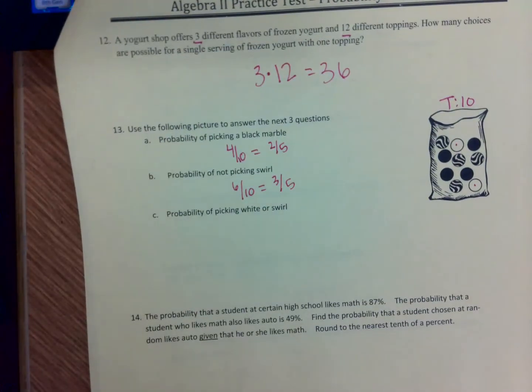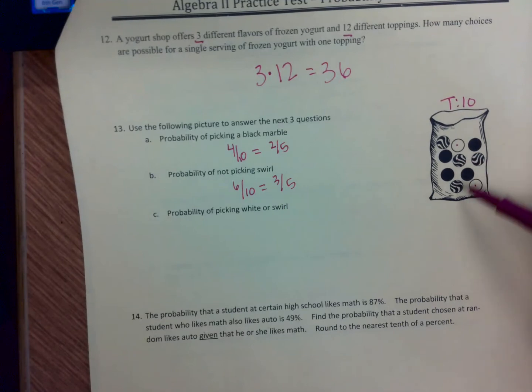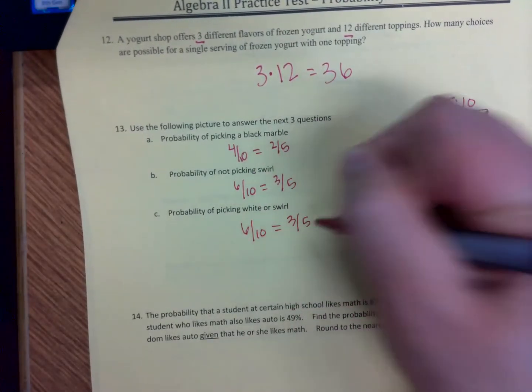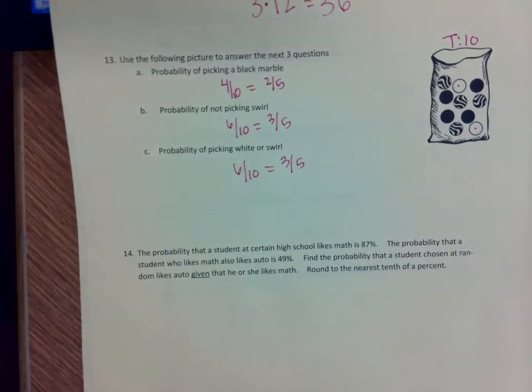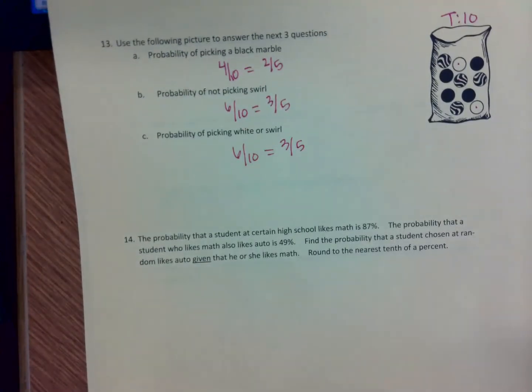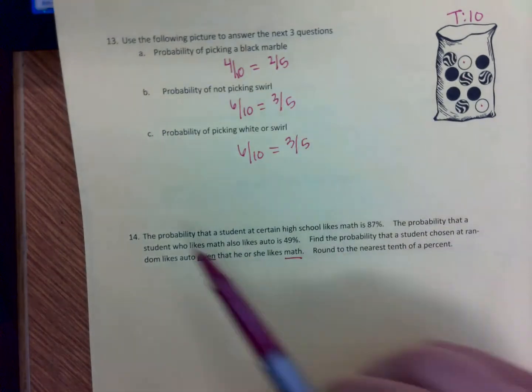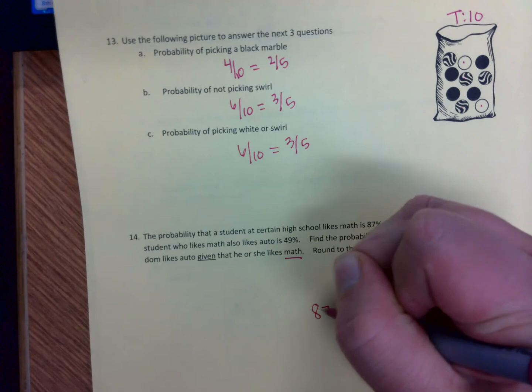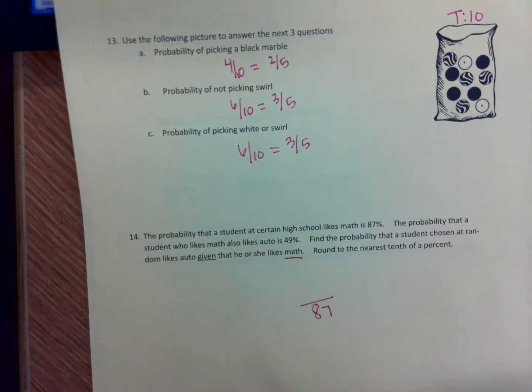What's the probability of picking swirl or white? 1, 2, 3, 4, 5, 6. So 6 out of 10 or 3/5. And the last one, given that you like math, so probability student in high school likes math at 87%. So that's going to be my total. Given that is always your total.